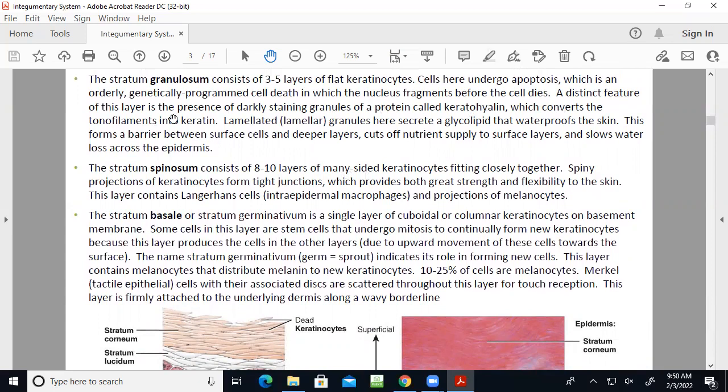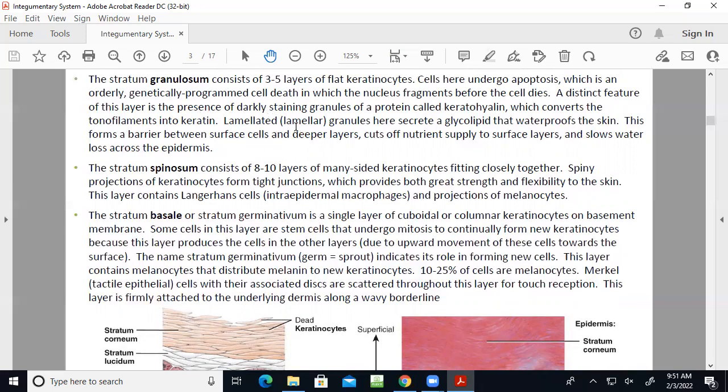Now, a distinctive feature of this layer is the presence of darkly staining granules of a protein called keratohyalin, which converts tonofilaments into keratin. So this is where we form the keratin. I'm not going to really explain what a tonofilament is, but just know this is where we form the keratin.